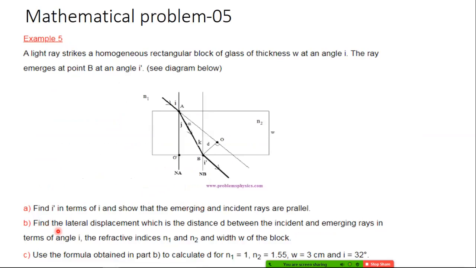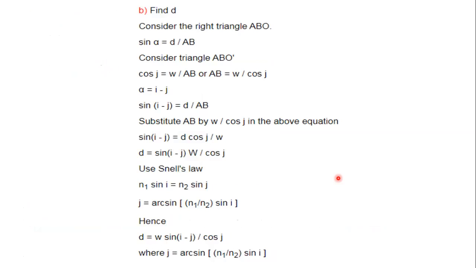The second question is to find the lateral displacement, which is the distance d between the incident and emerging ray, in terms of angle I. The refractive indices are n1 and n2, and the width of the block is W. So we have to find the value of d.